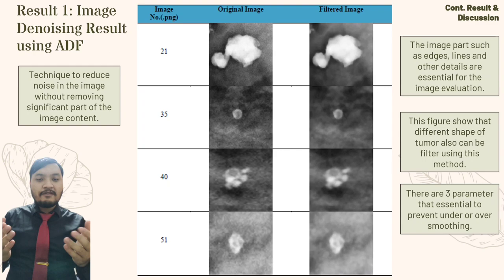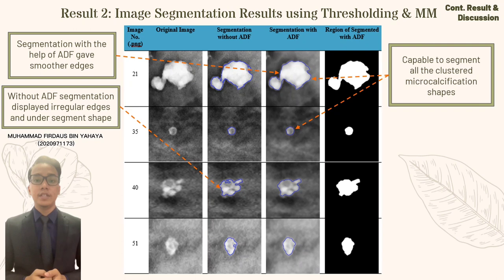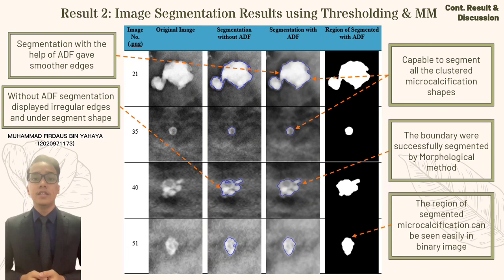This is the result of segmentation using thresholding and morphology. It can be observed that segmentation with the help of ADF gives a smoother edge on the region compared to the process without ADF, which displayed irregular edges and under-segmented shapes. Moreover, the segmentation method proved that it is capable of segmenting all the clustered microcalcification shapes. Also, the boundary of the microcalcification was successfully segmented by the morphology method. Hence, the region of segmented microcalcification can be detected easily in the binary image, achieving the second objective of this study.